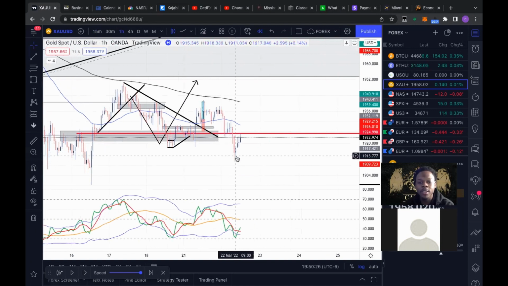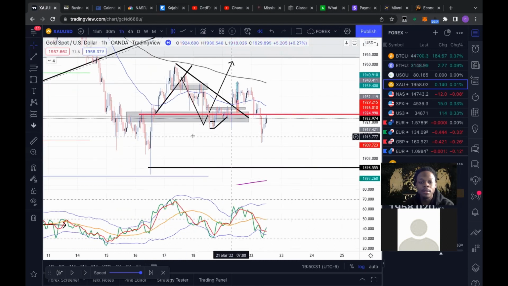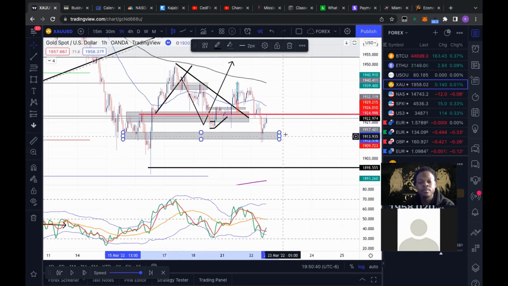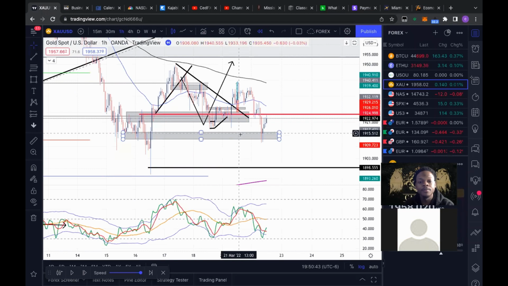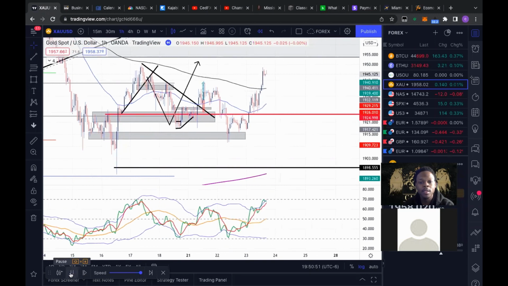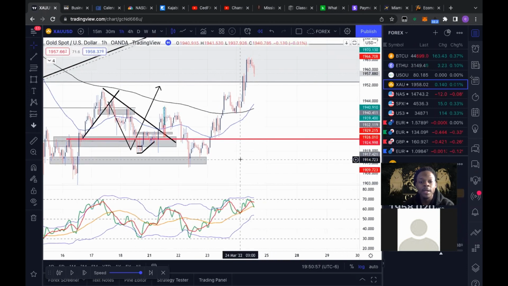We see a double wick rejection right here, which is at this level of structure or this level of support right here. So we got that break, and that's what sent the market going back up for the rest of the week. But again, we see a break right here, at the end of this wick.